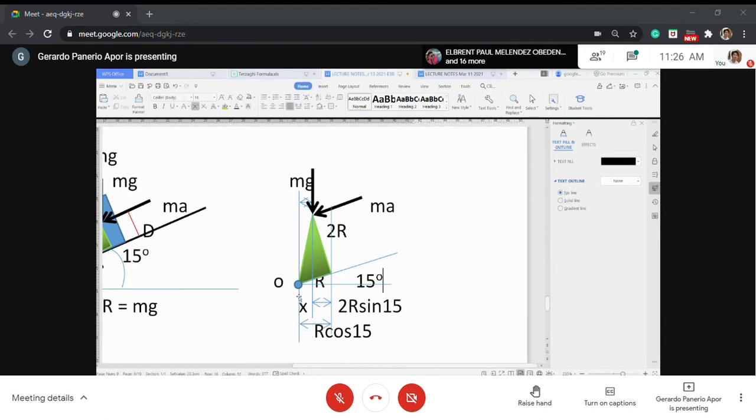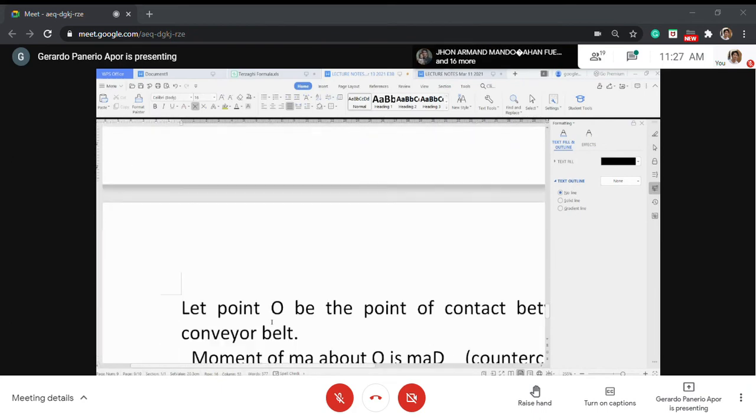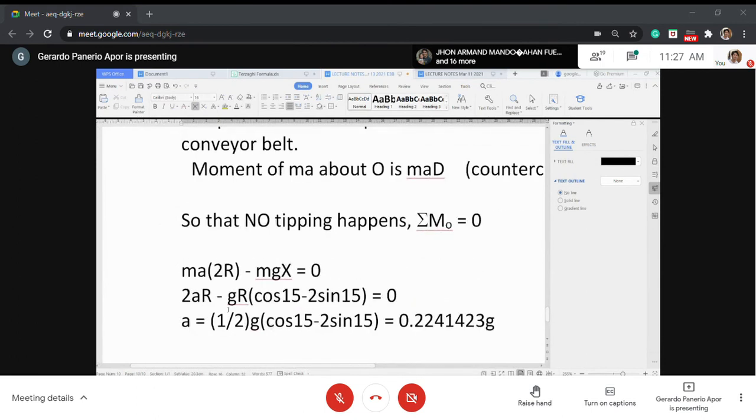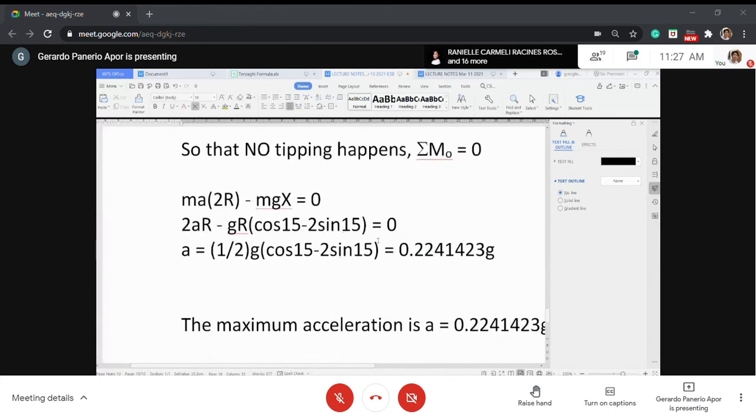Now, the other forces which are acting at O do not make moment. Actually, there are only two forces that make moment, and they rotate in different rotation directions. So mass times acceleration times 2R minus mg times x is equal to 0. Now, to simplify, you cross out m because that's common to all. Then you have only 2aR minus gx. X is actually equal to, we have solved that already, r cosine 15 minus 2 sine 15 degrees. So you substitute that here and equate that to 0.